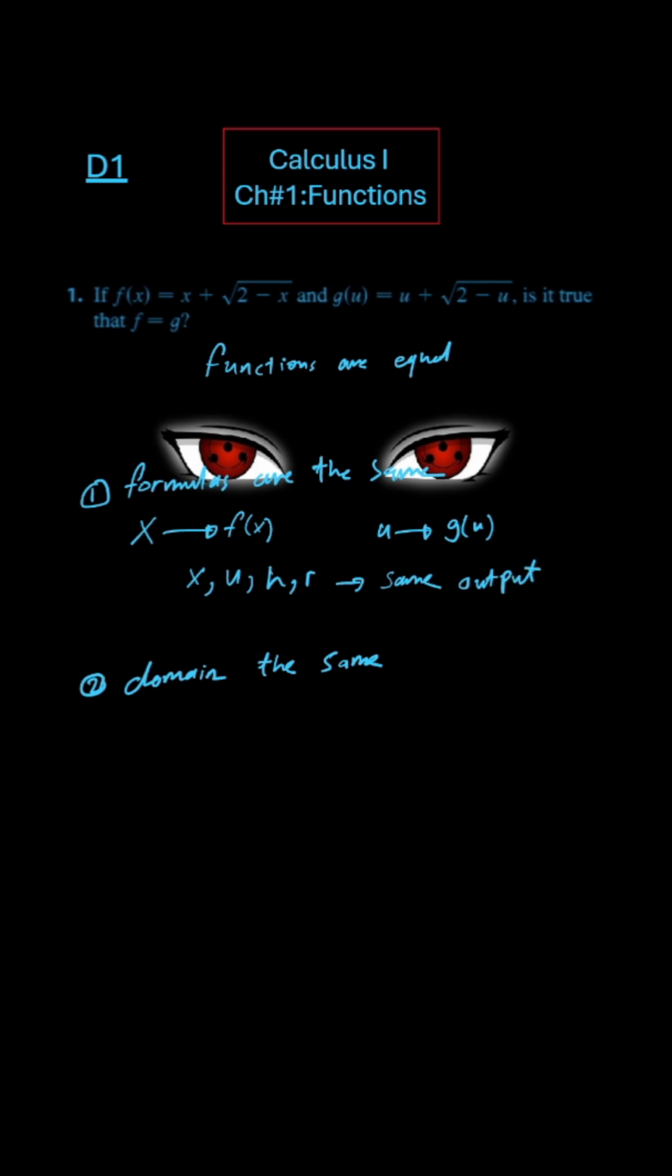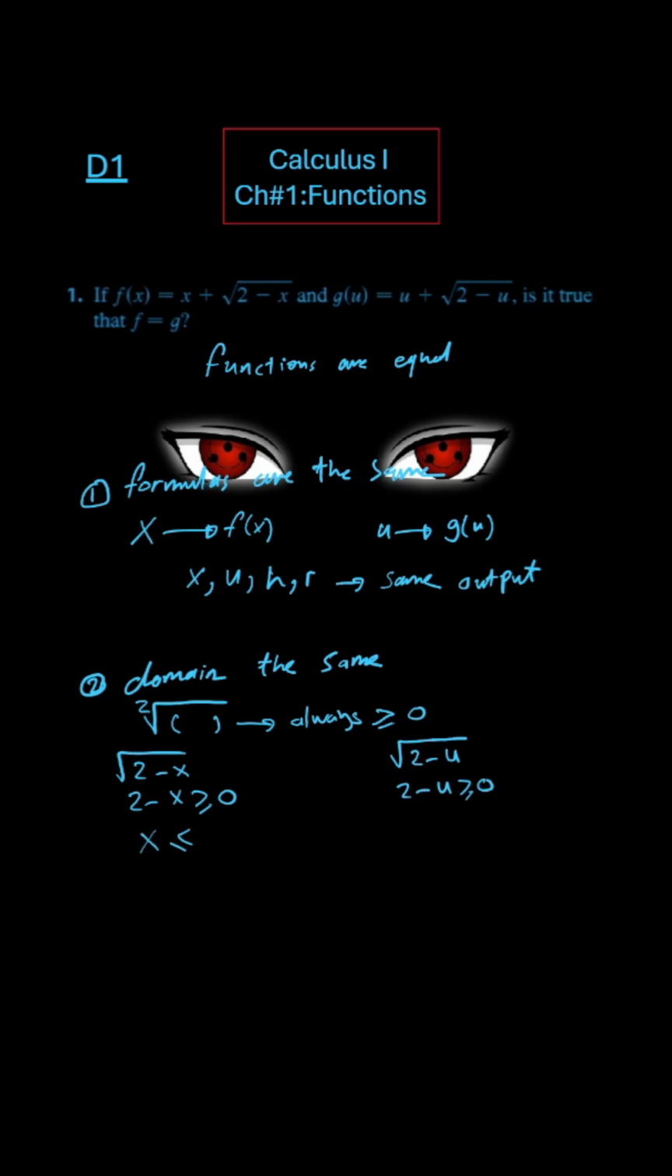Next, let us check the domain, or the allowed inputs. For both functions, the expression inside the square root must be greater than or equal to 0. That means the variable must be less than or equal to 2. So, both functions have the same domain, all numbers less than or equal to 2. Since the formulas and domains are identical, the functions f and g are equal.